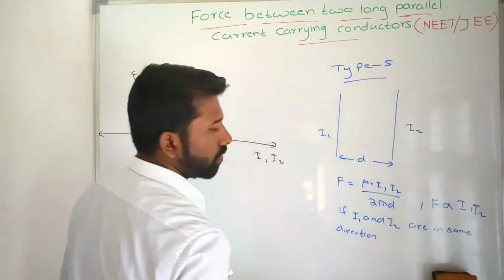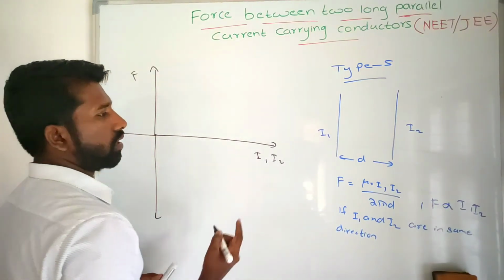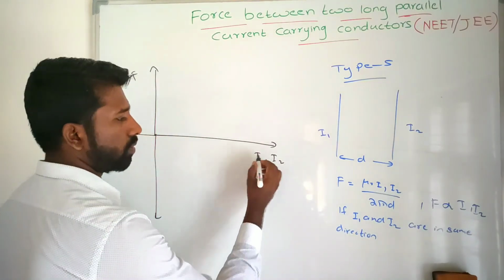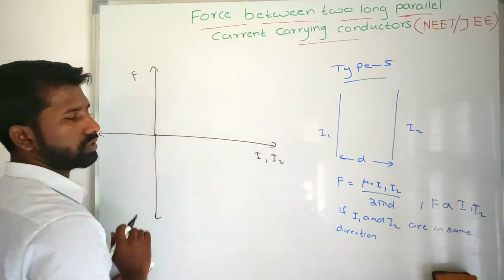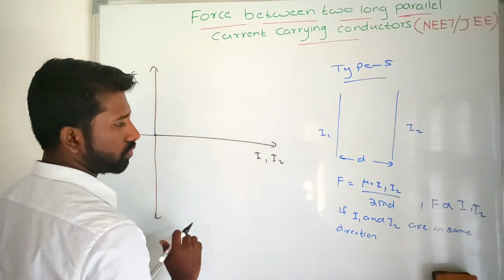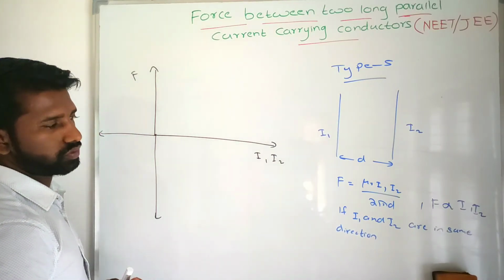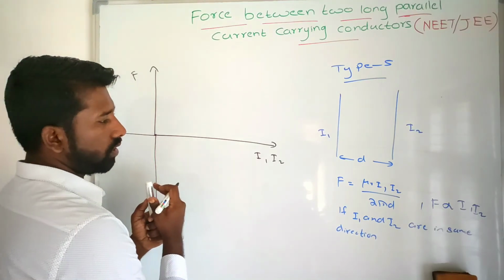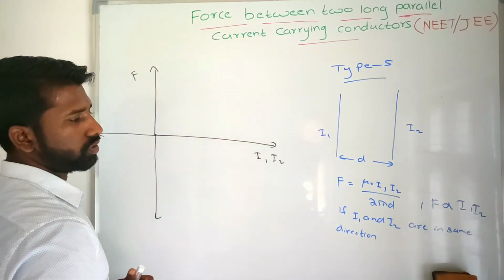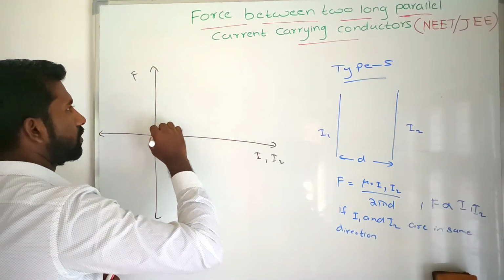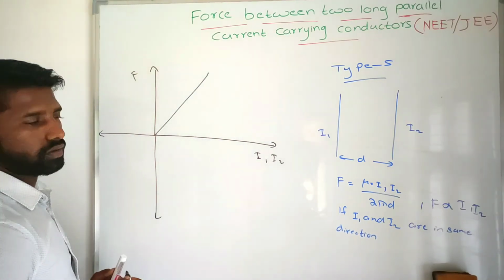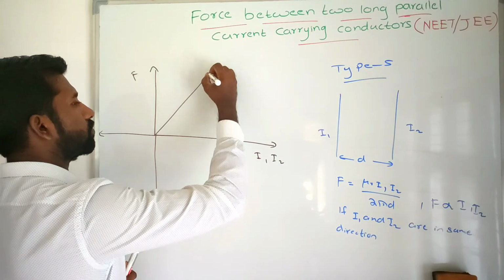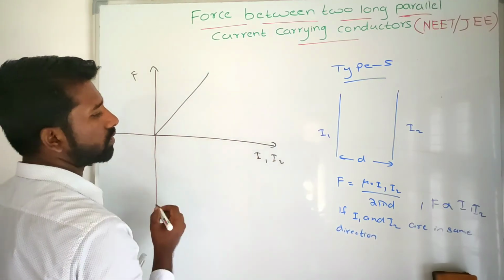Initially I have taken I1 and I2 in the same direction. If I1 and I2 are in the same direction, what about the product? The product is positive, so in this direction. And what about the force? Force is an attractive force. The force between them is attractive, so I consider it positive. Okay, so the graph is like this. This is the attractive force between currents going in the same direction.